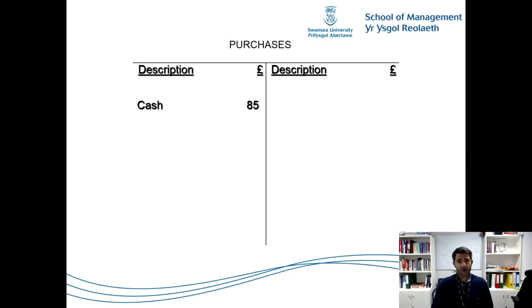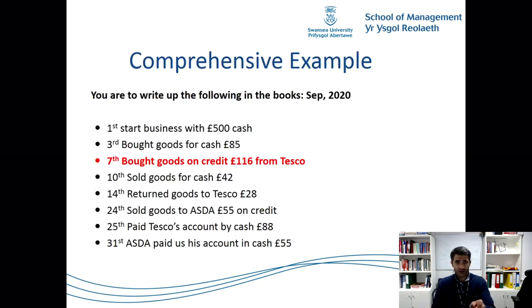All purchases are recorded on the debit side. Remember this. So what is the other account? The other account is Tesco. Why Tesco? Because we bought goods from Tesco on credit. Can you see? Look here, on credit. This means you haven't paid cash to Tesco. Right? You are a debtor to Tesco.